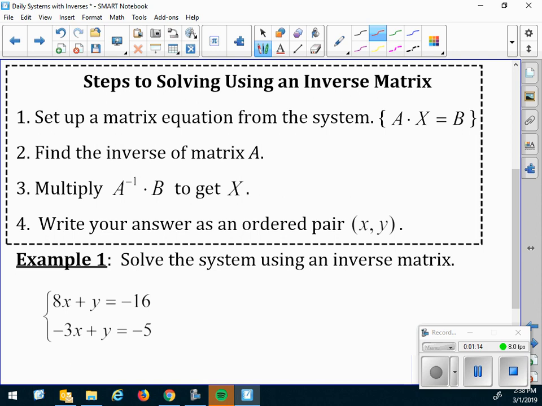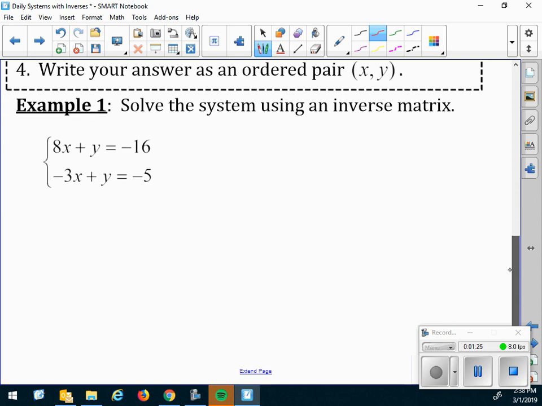Remember, when you get the inverse, you're going to multiply it in the front. Remember we talked about that? In the front. Write your answer as an ordered pair. Here we go. You ready? Now here's what you're going to write every time on these.